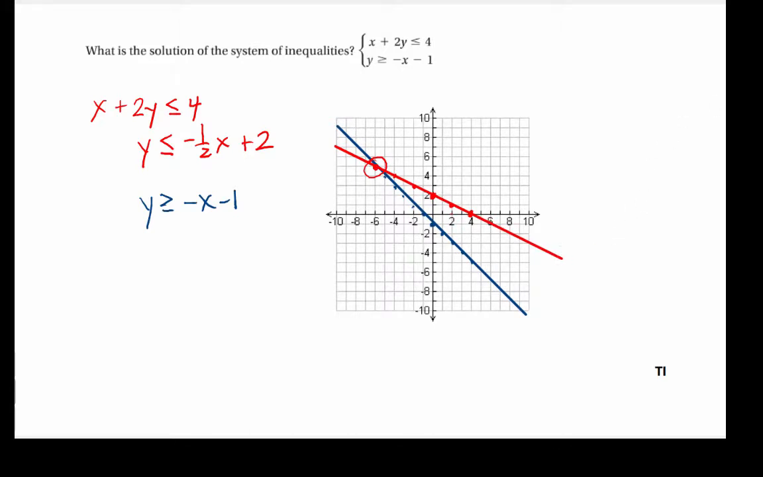Okay, so there are our two lines. I didn't put arrows on the end because I was using a graphing tool. If I was doing this by hand on paper, I would put arrows on both ends of my boundary lines. Okay, so let's talk about the shading.